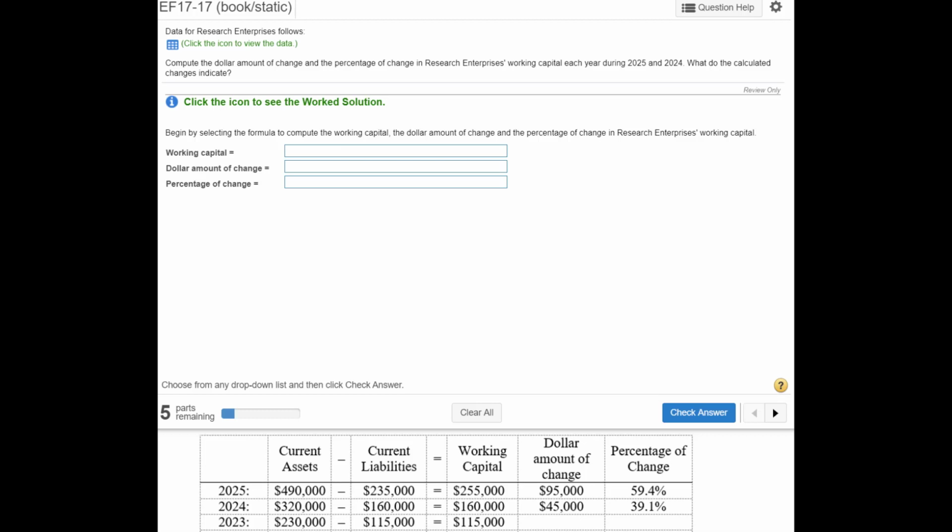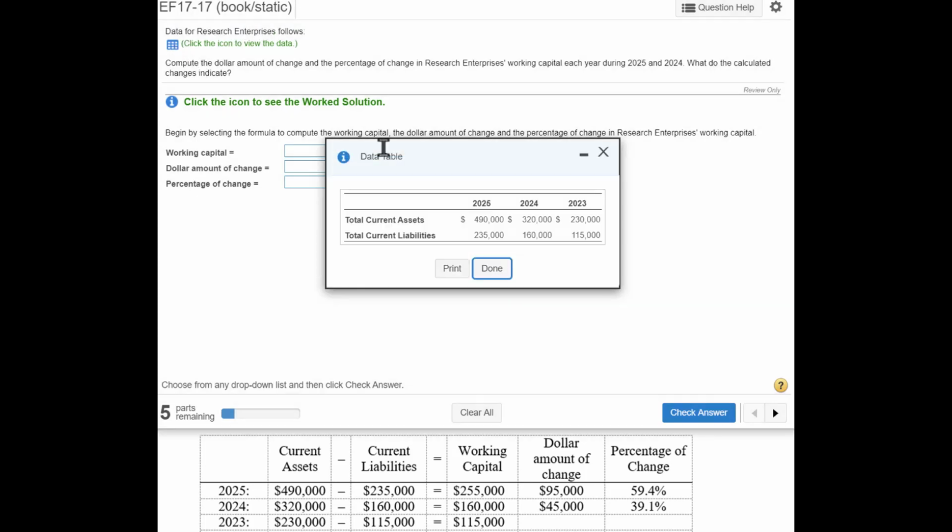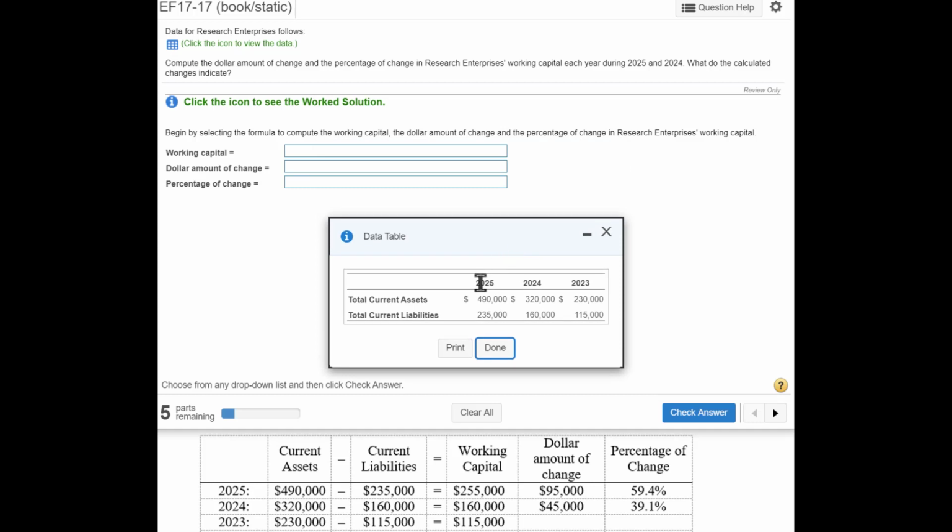Exercise 17-17, we're going to be working with working capital. Data for Research Enterprises follows. We've got 3 years of information for current assets and current liabilities for this company. It says compute the dollar amount of change and the percentage of change in Research Enterprises' working capital each year during 2025 and 2024.